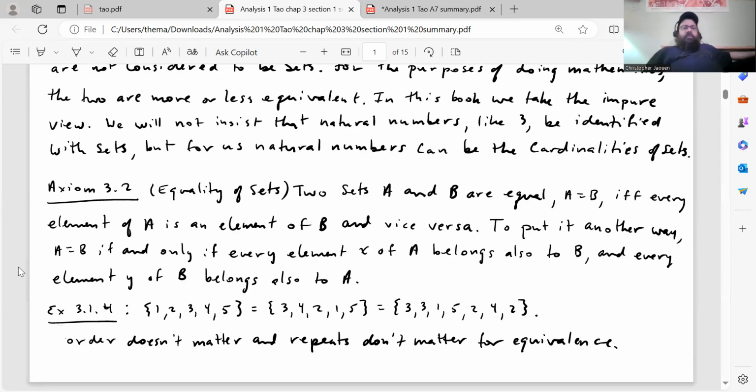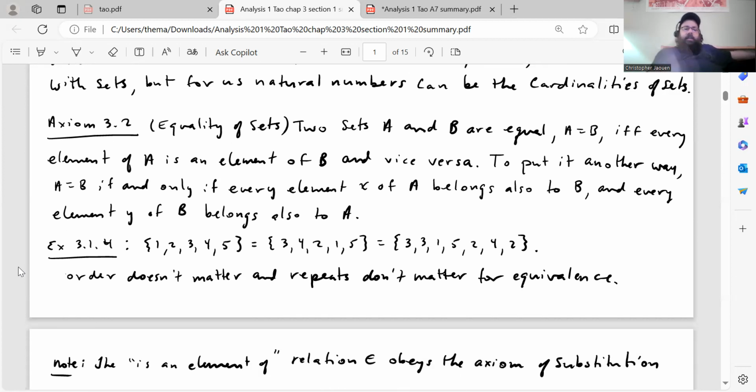Okay, that brings us to the next axiom. Axiom 3.2 is on equality of sets. So what do we mean when we say two sets are equal? Two sets A and B are equal, and we write that as A = B, if and only if every element of A is an element of B and vice versa. To put it another way, A = B if and only if every element x of A also belongs to B, and every element y of B also belongs to A.